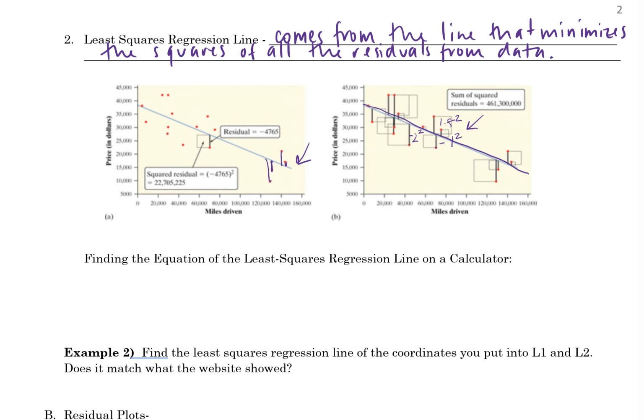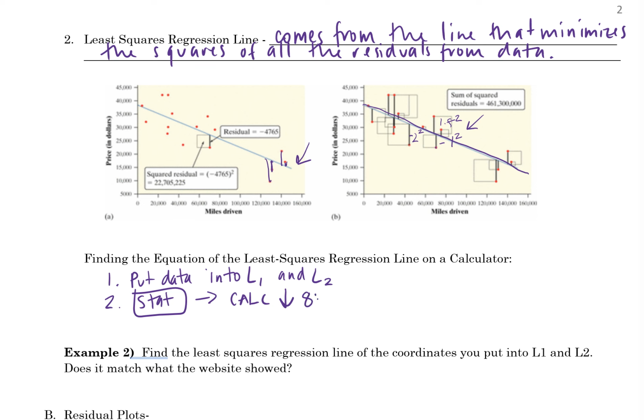So let's talk about how we would actually get that. Finding the equation of the least squares regression line on a calculator, actually you've already done it. It's the same place where r is located. Step one, put data into L1 and L2. Step two, press stat, scroll over to calc, and scroll down, or you can just press the number 8, which is LinReg.